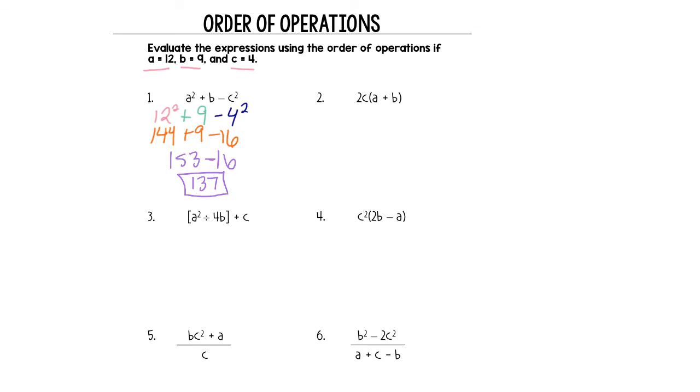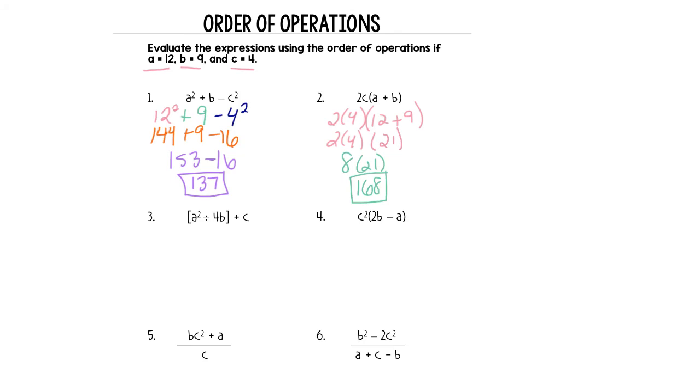All right, now we've got 2 times C, which is 2 times 4. And then that is times A plus B. PEMDAS tells us we use the P portion, and 12 plus 9 is 21. We multiply across from left to right. 2 times 4 is 8 times 21, and 8 times 21 is 168.